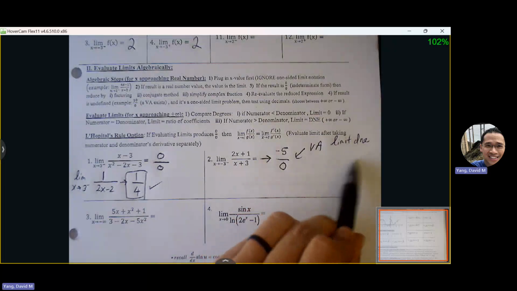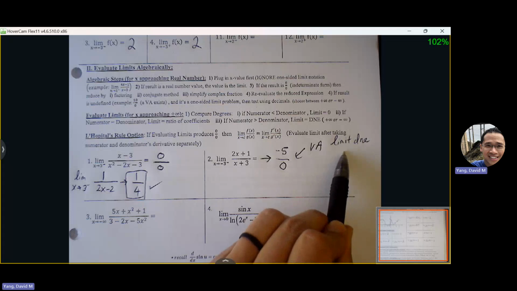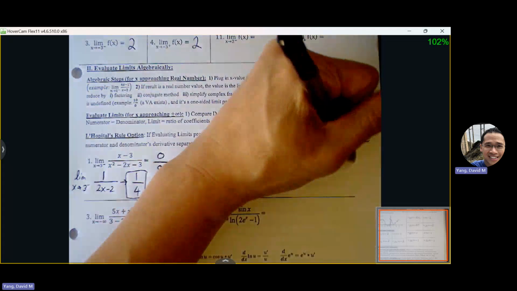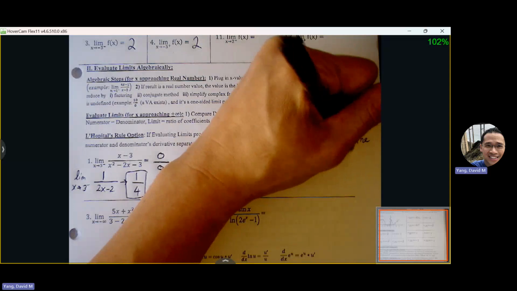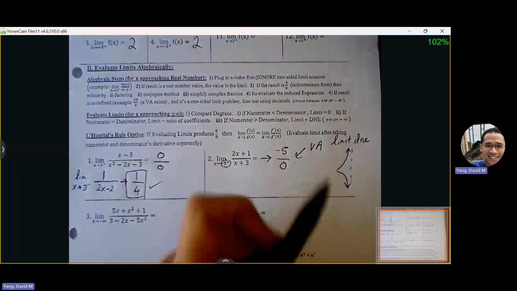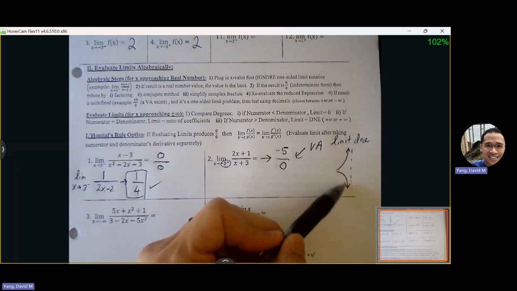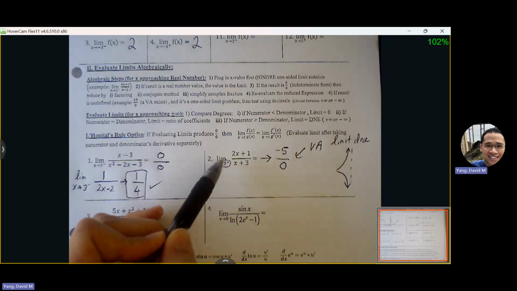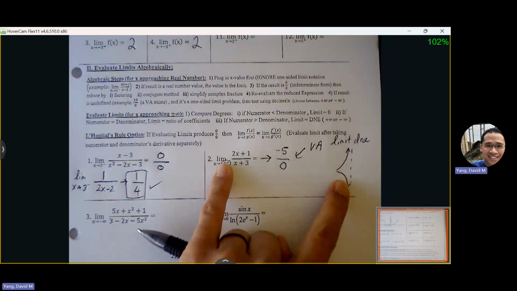But is this asking for the full limit? No, it's asking for the one-sided limit. So now we know that if we're approaching a vertical asymptote, there's only two things the graph can do, right? It's either going to go up to positive infinity or it's going to go down to negative infinity. So then the question is, how do we decide between these two? Without a calculator, we're going to rely on decimals. Okay, so now decimals will play a role.